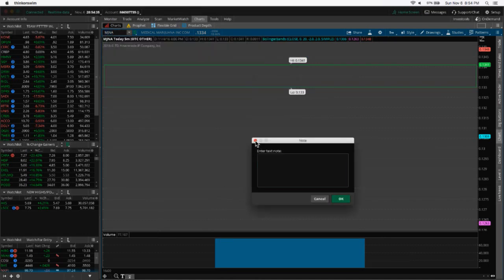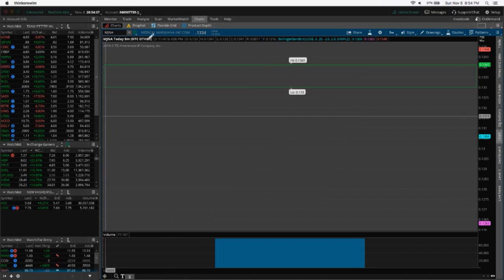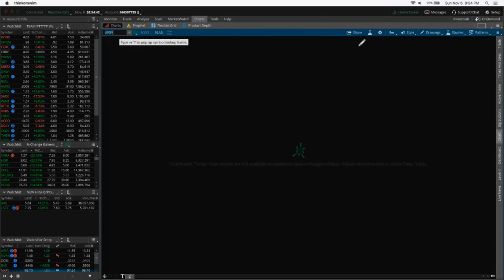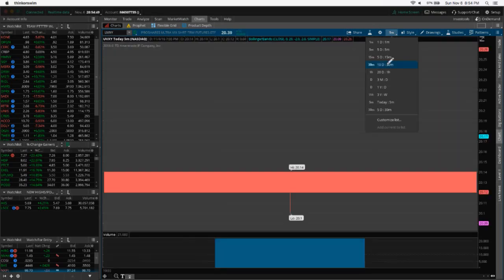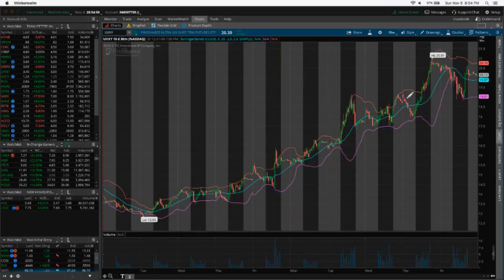But basically, as far as the election, keep that in mind. We do have the election coming up on Tuesday. So, as you can see by this chart here, UVXY, this is a 3 times ETN. And what this thing has done the last 10 days is nothing but go up. I mean, look at that.